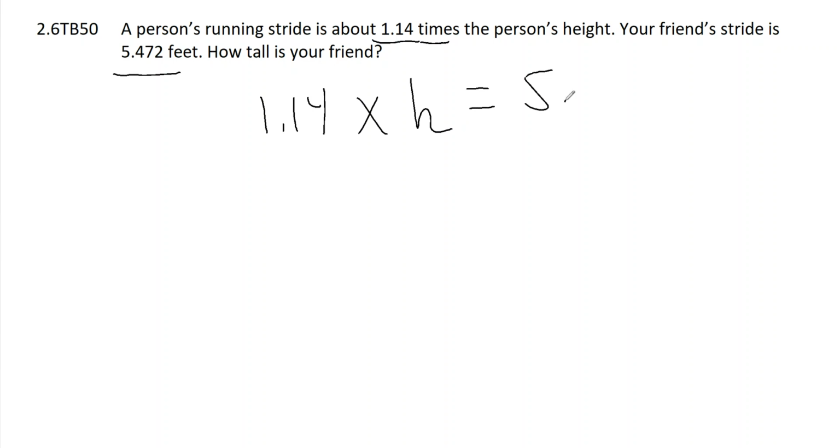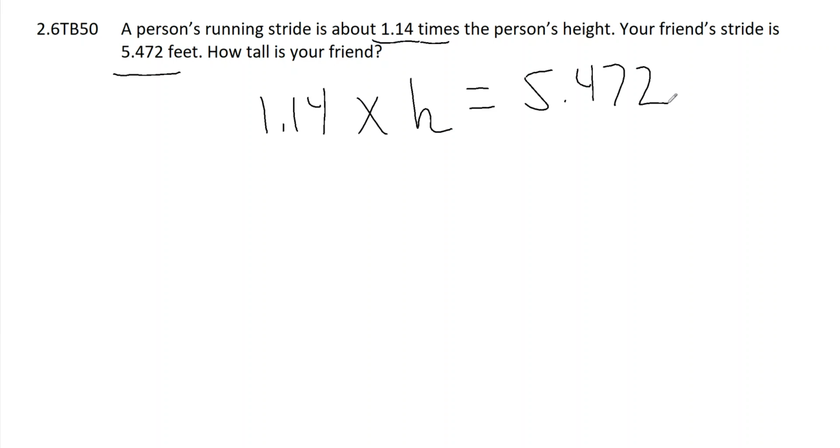Wait a minute, I think I got this wrong. A person's running stride is about 1/14 times the person's height. No, I got it right. Your friend's stride is about 5/472 thousandths. How tall is your friend?